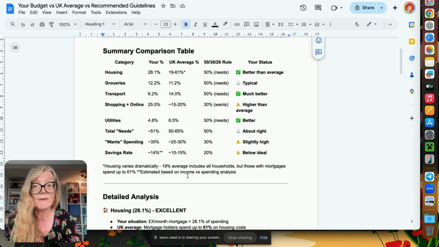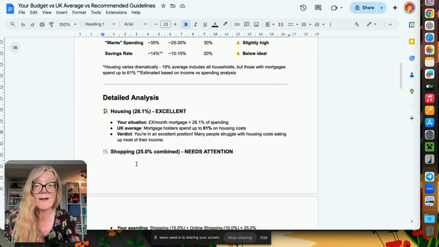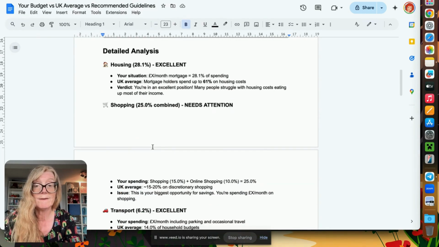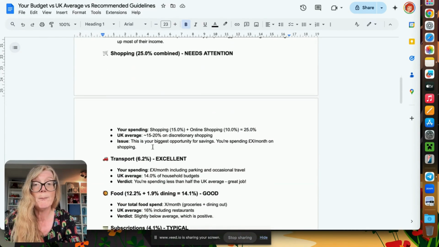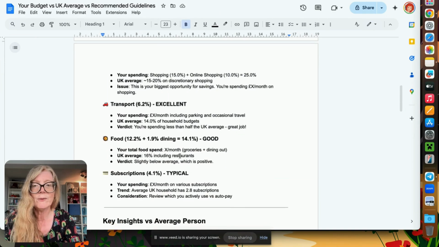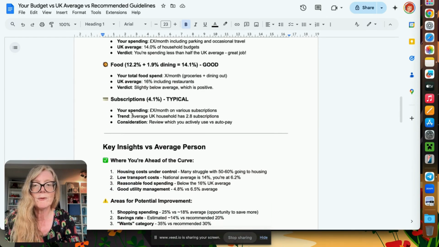So that was a really helpful comparison table that you could keep up to date, maybe on a quarterly basis. And it comes down into detailed analysis for us. So obviously it's saying that the housing side of things is good, whereas our shopping needs attention. It's saying that that's our biggest opportunity for savings. Again, it's saying our transport's excellent, not to worry. It's saying our food and our spending on dining is good, below average. And my subscription spend is a typical level there.